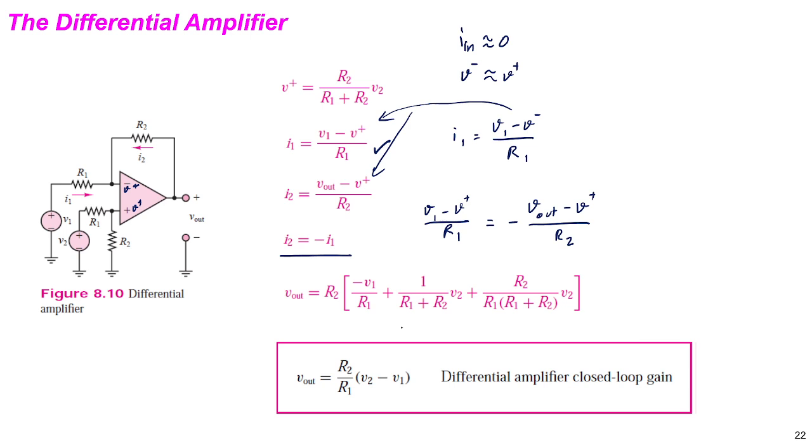Okay. And then substitute V positive by this term. It becomes a complex formulation, and finally we can rearrange it into this. If we substitute V positive here, our equation will remain only V out and V1 and V2. Then we rearrange into this formulation.